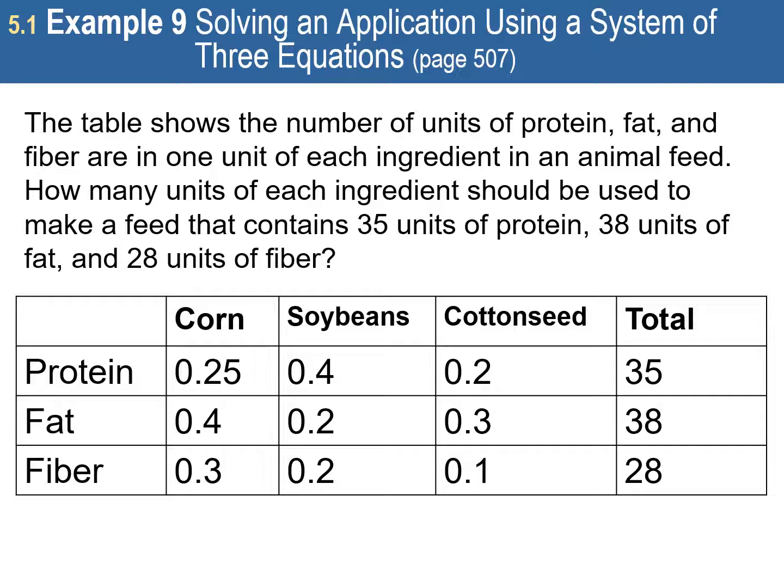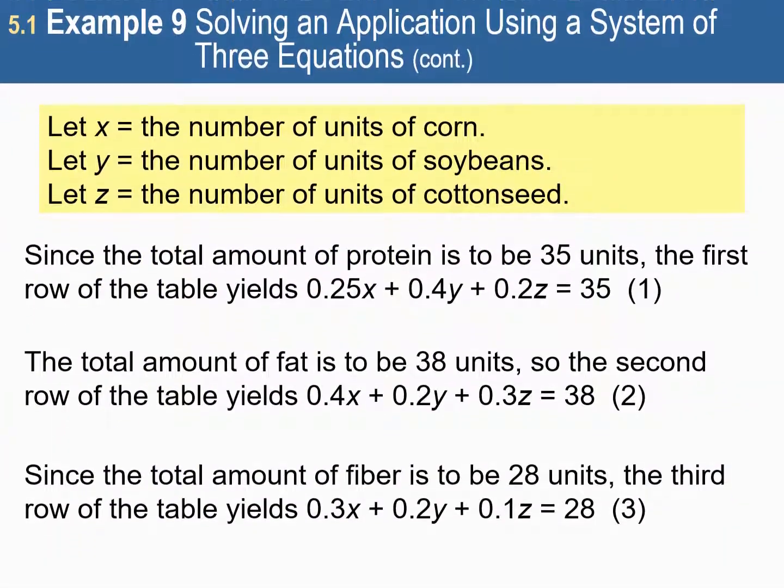So the table shows a number of units of protein, fat, and fiber in 1 unit of each ingredient in an animal feed. How many units of each ingredient should be used to make the feed that contains 35 units of protein, 38 units of fat, and 28 units of fiber? Hmm. So let's let x equal the number of units of corn, y equal the number of units of soybean, and z equal the number of units of cottonseed.